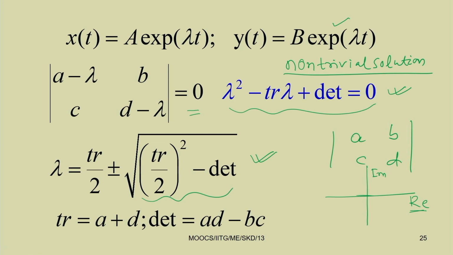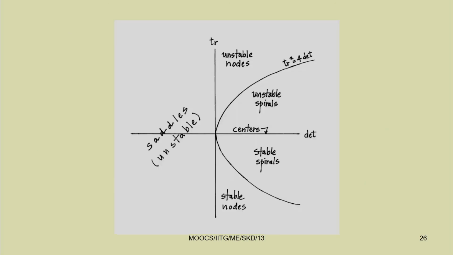So, to have a stable system, the real part of lambda must lie in the left hand side of the S plane. If any of the eigenvalues is lying on the right hand side of the S plane, then the system becomes unstable.